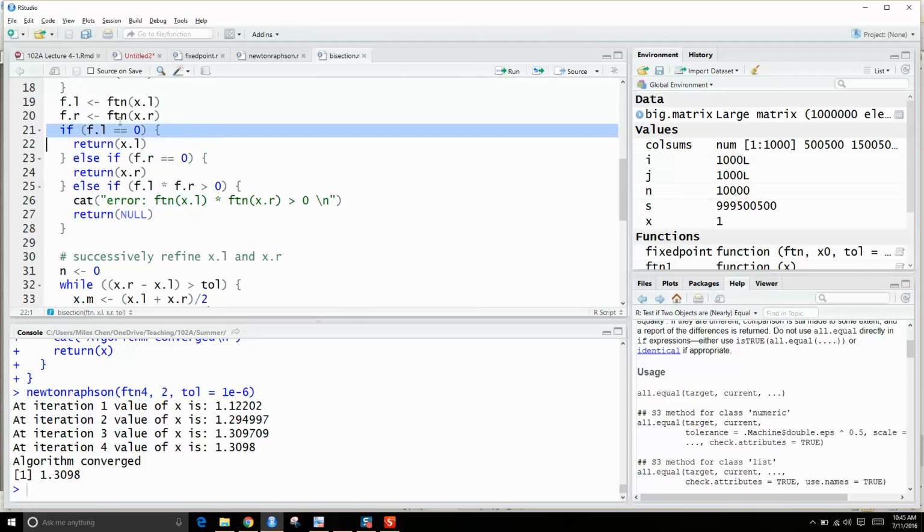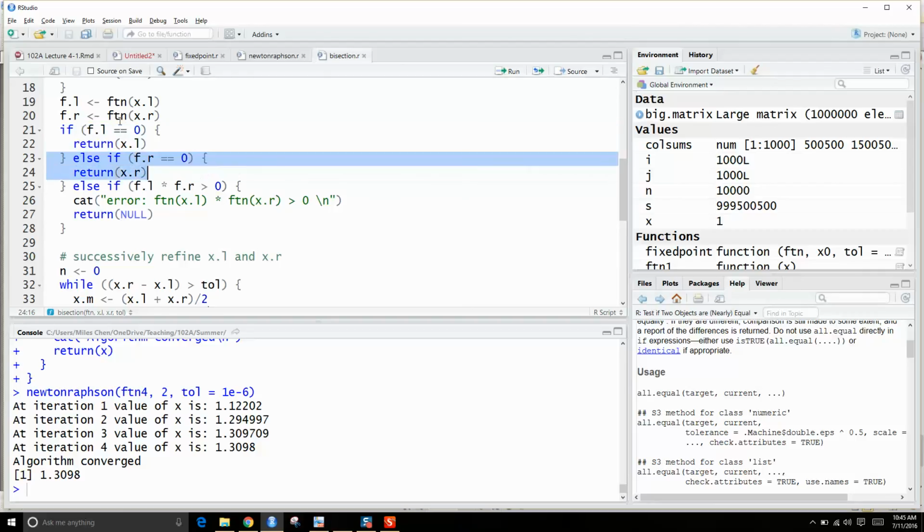If the function at the left is equal to 0, then that's the root. And if the function at the right is equal to 0, then that's the root. Otherwise, we see if the function at the left times the function at the right is greater than 0. If that's the case, then we've got a problem, because the function doesn't cross 0.